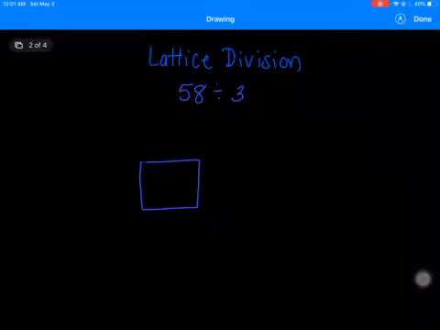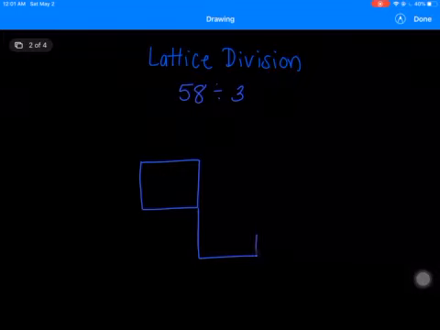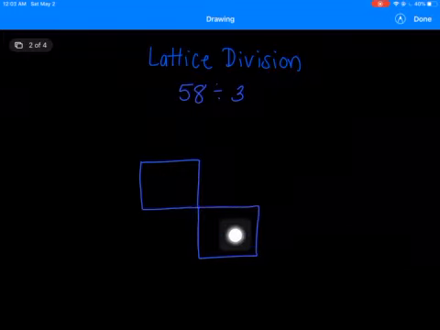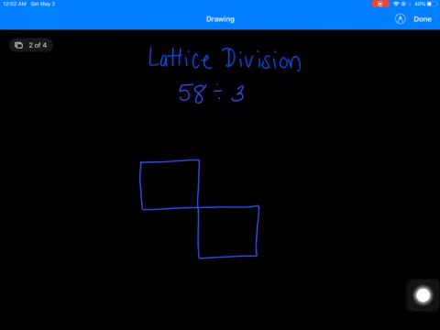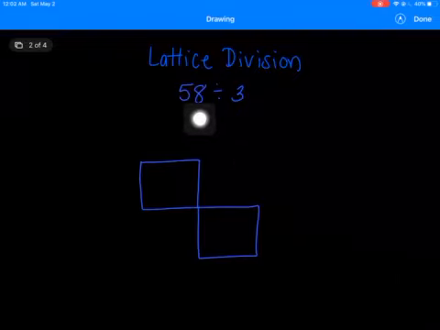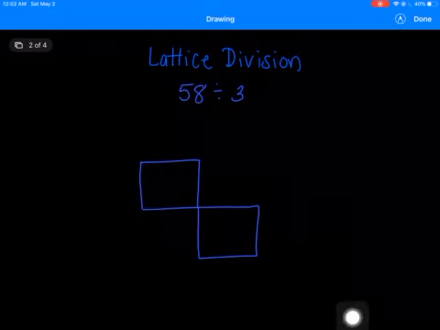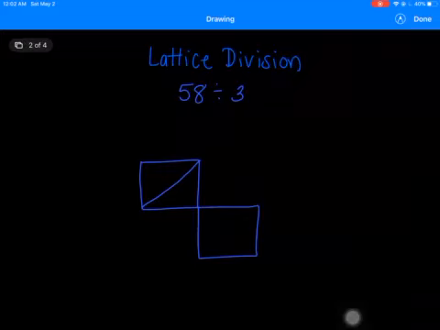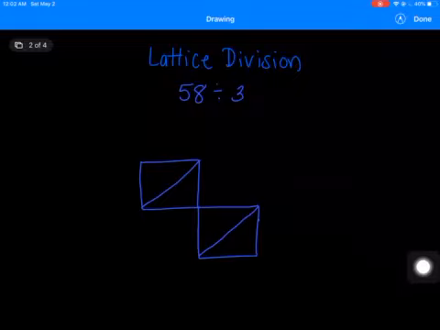I'm going to draw a square. It doesn't have to be very large. And here's where the big difference is. In lattice division, we don't draw the boxes next to each other. We do sort of a stair-step motion like this. And we want our stair-step to go down to the right. And now we're ready to draw in our lattice. That goes from the upper right corner to the bottom left corner of each box. And it doesn't need a tail. If you've done lattice multiplication, you know you use a little tail there. You don't need it in division.